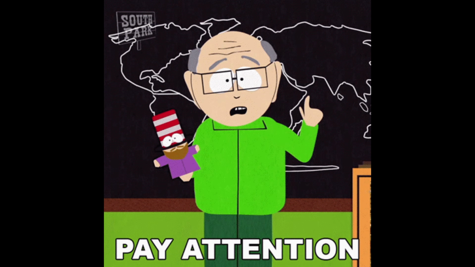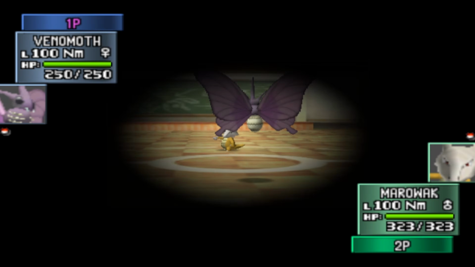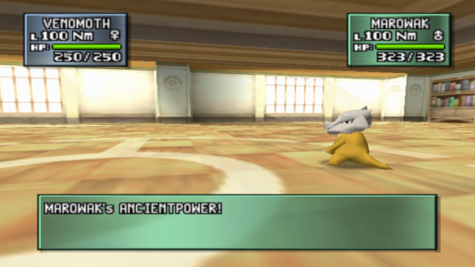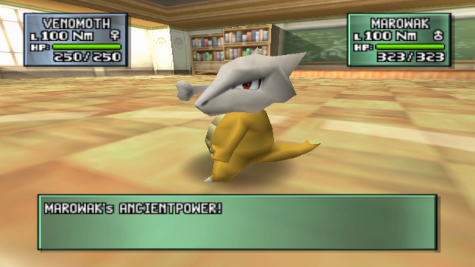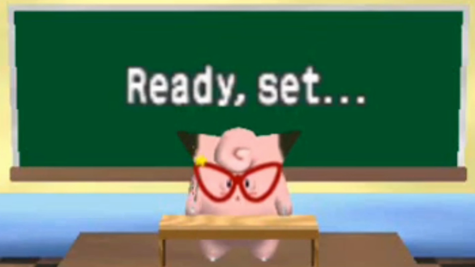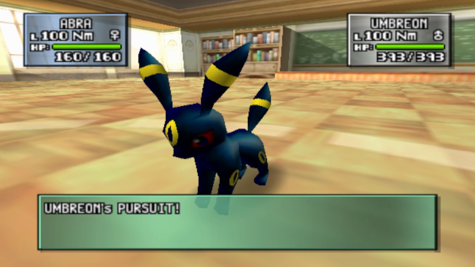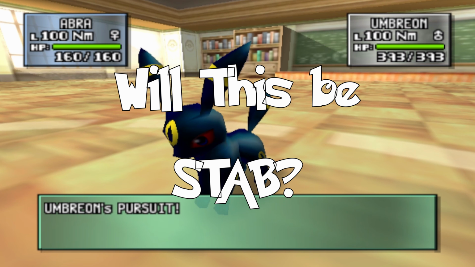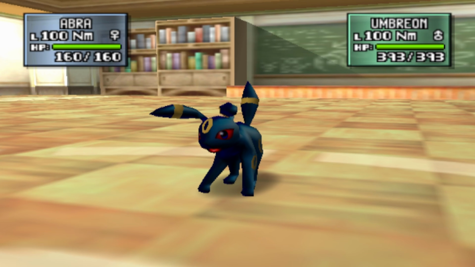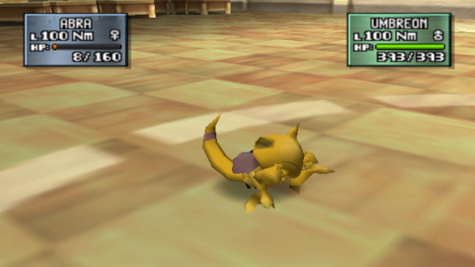Now I hope you've been paying attention so far, because now it's time for a pop quiz. I will present you with a series of scenarios of Pokemon about to use an attack. You will then tell me whether or not the attack will receive STAB. Ready? Here we go. Scenario. Here we have an Umbreon about to use the move Pursuit. Will this be STAB? If you said yes, you are correct, because Umbreon and Pursuit are both dark types.